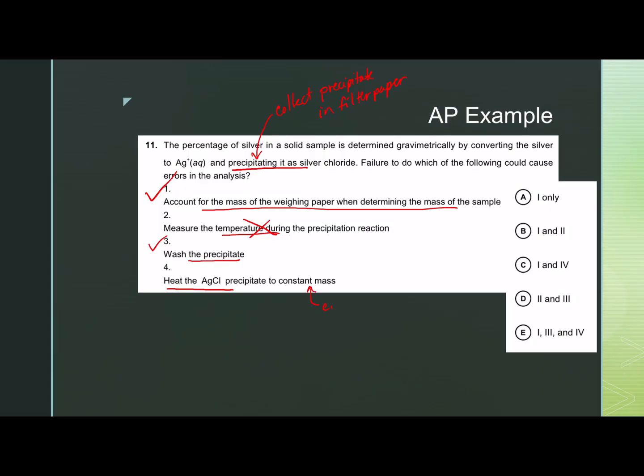And the last part of the experiment is to heat the precipitate to a constant mass, which indicates that it's completely dry. If you don't have a constant mass and your mass is still falling, that definitely will change your analysis because you'll have a mass that's too high because water will still be stuck there. So choice E is the correct answer for this problem.